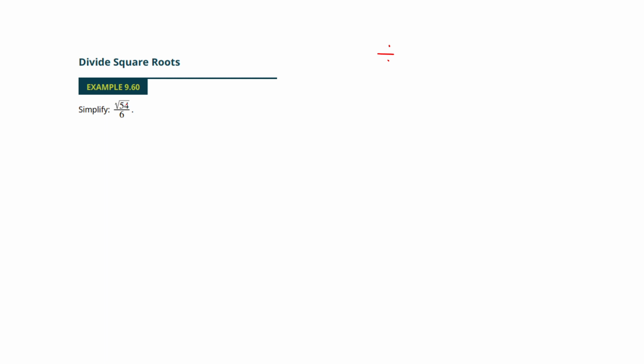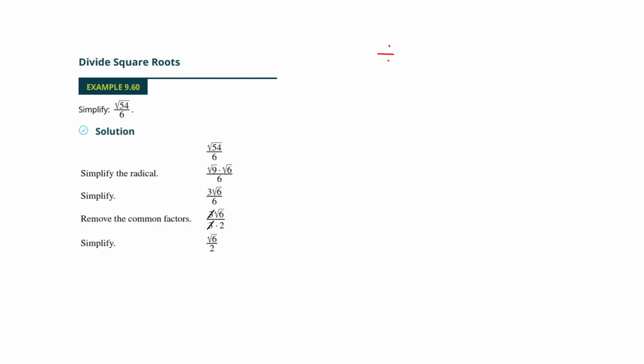The first thing to do is just simplify. So we're breaking down the square root of 54. They're doing the perfect square method, but we get 3 square root of 6 over 6. Now, like we've always said, I like that they're doing it like this.